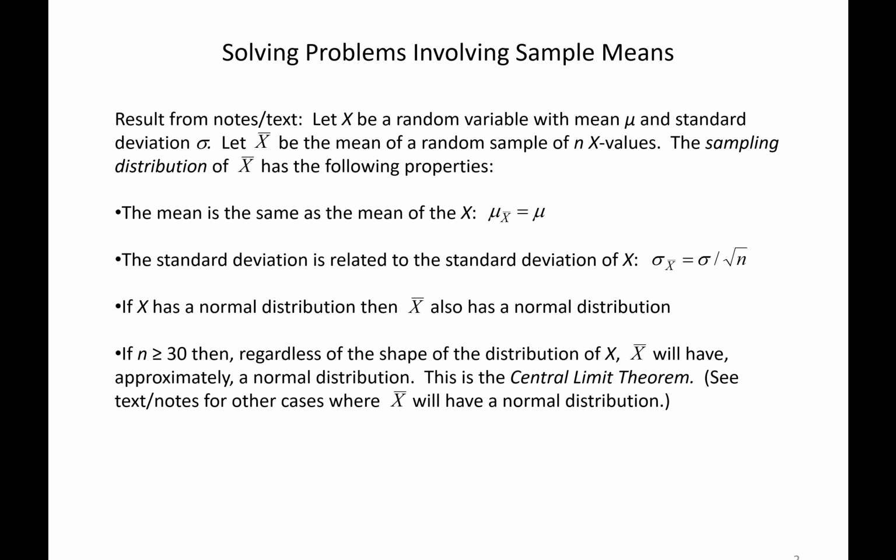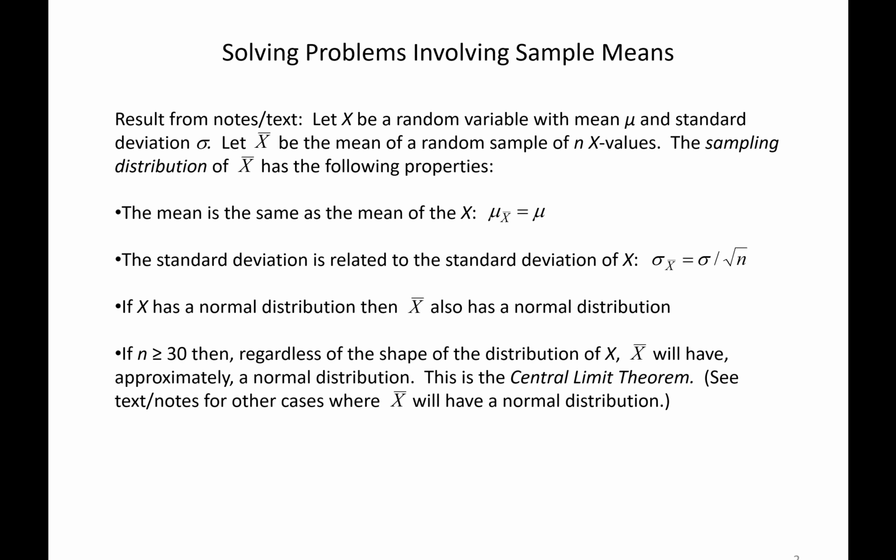And as you think about this, think of what's going on here. We're taking a sample of size n, computing the mean, and then we're doing it again for a different sample of size n, and again, and again, and again. So every time we take a different sample, we get a different value of x bar, and x bar then has a probability distribution. And the mean of that distribution is the same as the mean for x. So mu sub x bar is equal to mu.